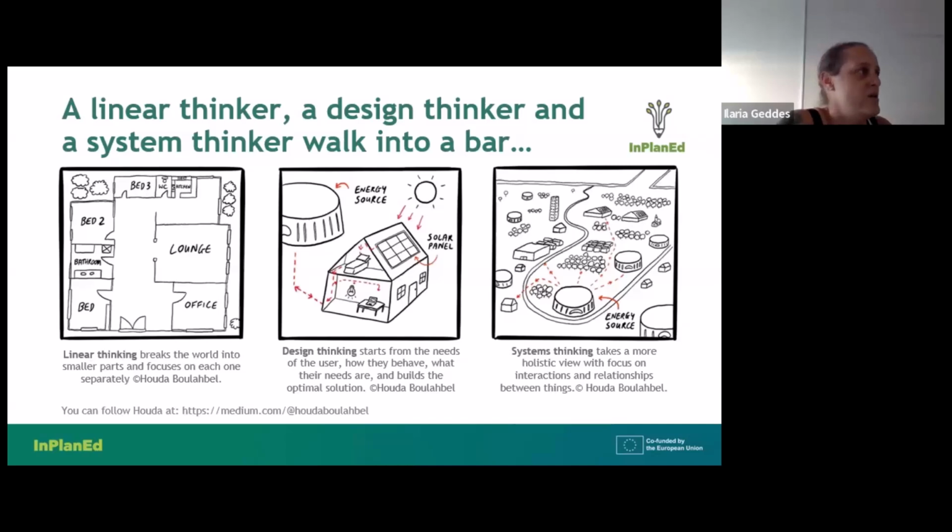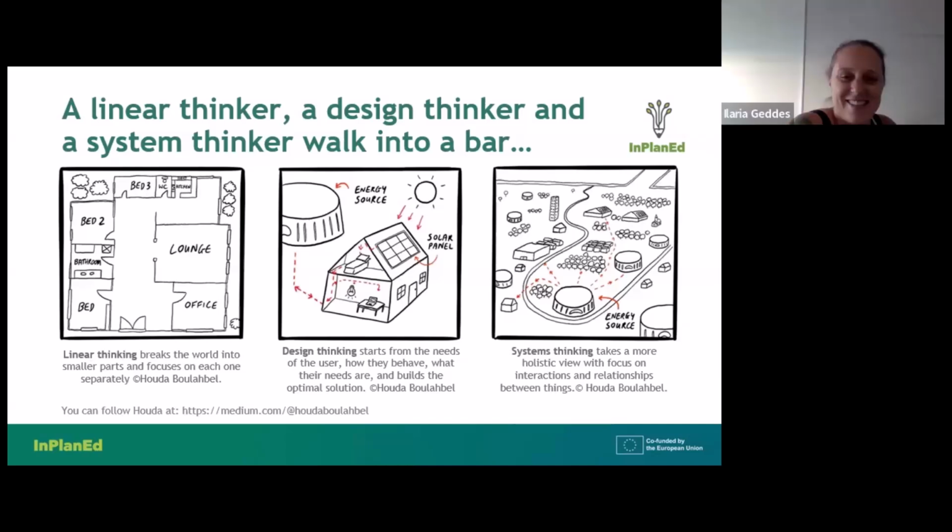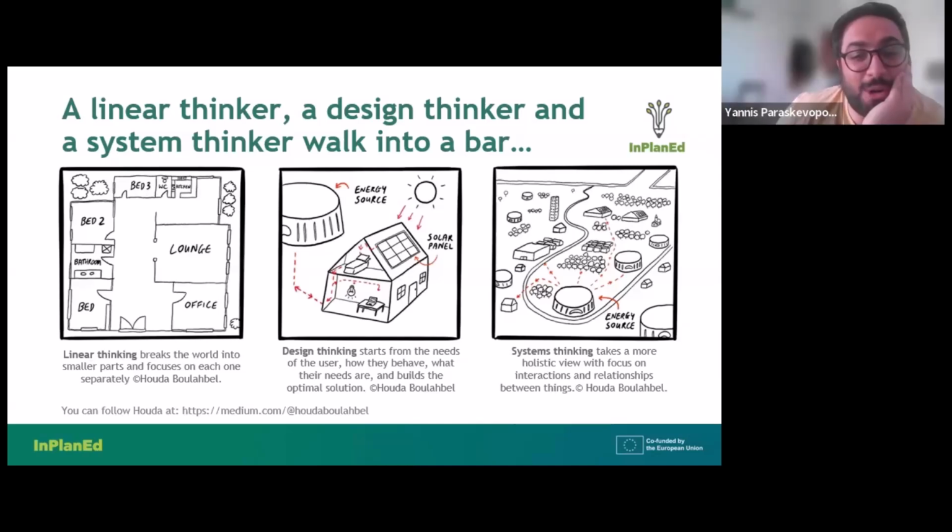So, if you're building your own house, which one would you pick to design your house? Honestly, not the first one, not the linear thinker. The system one, the system one. The system one, says Yanis. Why the system one, Yanni? Because he takes a more holistic view, because he takes into account these different issues, and even if it's in my house, I care about them.